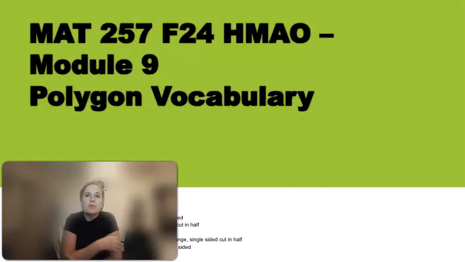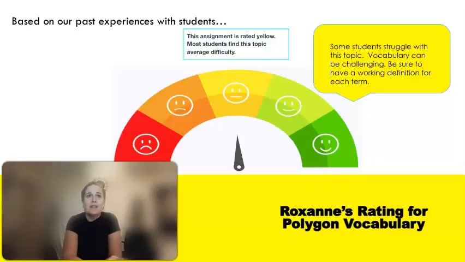So we have two activities or lessons this week. The first one is really going to focus on polygon vocabulary, which sounds kind of boring, but it's necessary to do the rest of the assignments. So this first day, I'm going to rate as yellow. The vocabulary can be challenging to people, especially if you've never heard of it before. So you need to make sure you have a nice working definition for each term that you're going to learn.